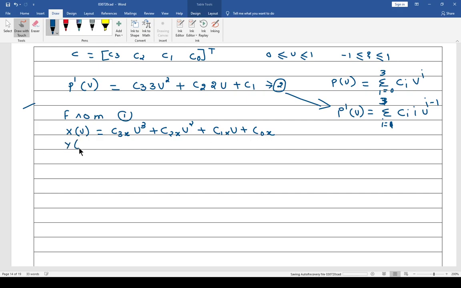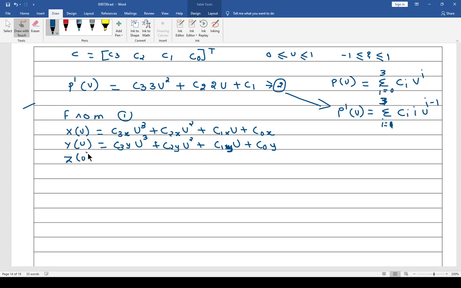So how do I write for y coordinate? Y of u is equal to c3y u cube plus c2y u square plus c1x, so y, not x, so this is c1y plus c0y.